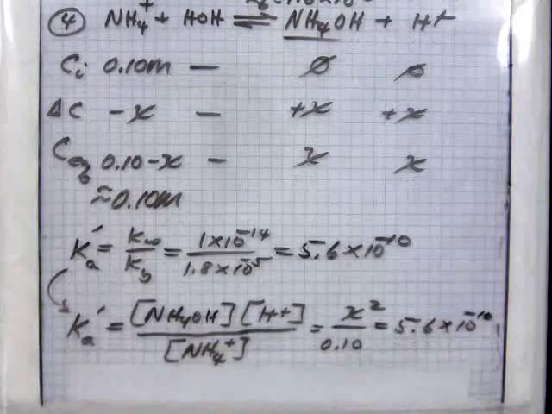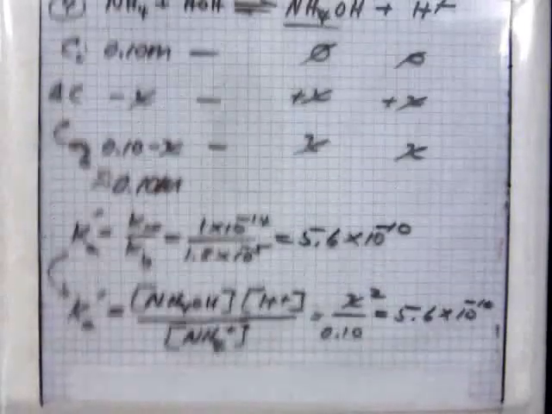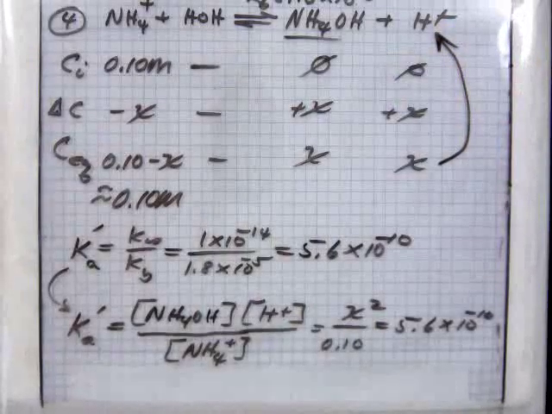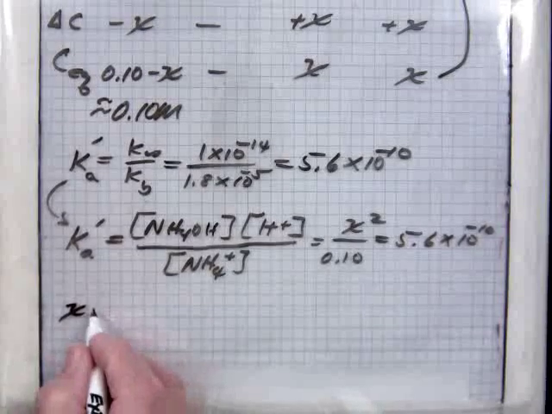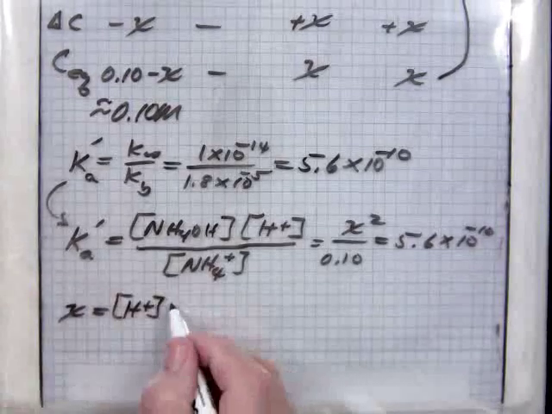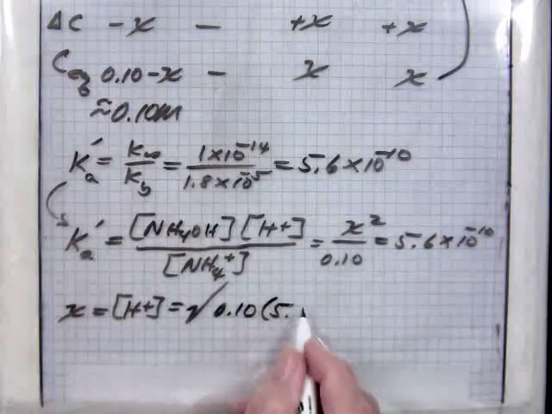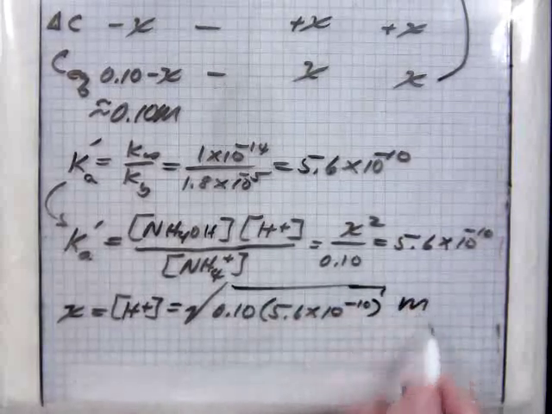So with that, you can calculate the hydronium ion concentration, because x is, in fact, the hydronium, and then you take the log of that, and you have the pH at that equivalence point. So x, which equals the hydronium ion generated because of hydrolysis, is equal to the square root of 0.10 times 5.6 times 10 to the minus 10. It'll come out in moles per liter.